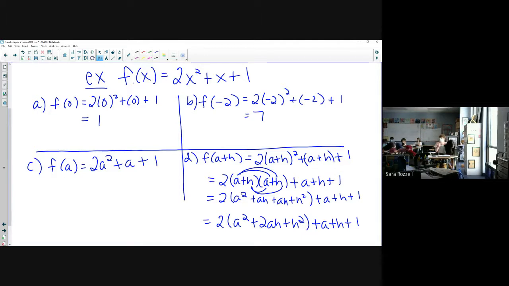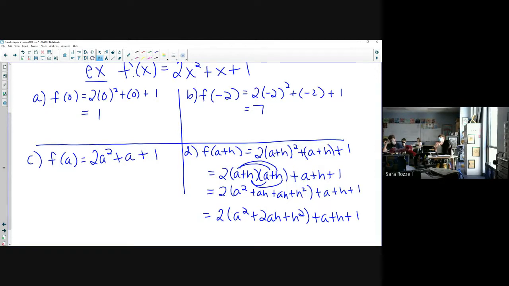Okay, now our parentheses are not gone, so what do you think we should do? Distribute our 2 to all three of those. 2a squared plus 4a h plus 2h squared, plus a plus h plus 1. Anything we can combine? Okay. So that is what f of a plus h is.